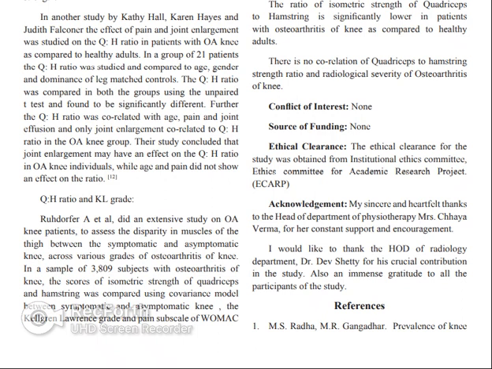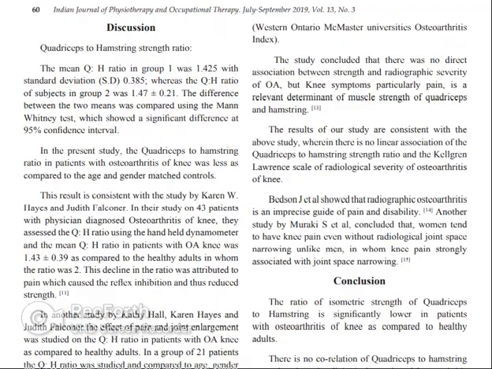QH ratio and KL grade. Rodorfer et al. did an extensive study on OA knee patients to assess the disparity in muscles of the thigh between the symptomatic and asymptomatic knee across various grades of osteoarthritis of knee. In a sample of 3,809 subjects with osteoarthritis of knee, the scores of isometric strength of quadriceps and hamstring were compared using a covariance model between symptomatic and asymptomatic knee, across the Kellgren-Lawrence grade and the Pain Subscale of WOMAC, Western Ontario McMaster University's Osteoarthritis Index.